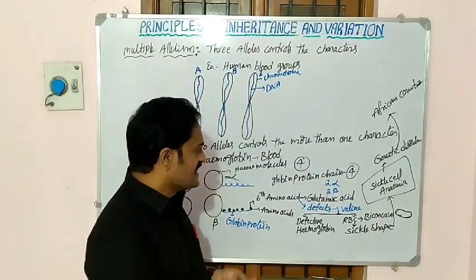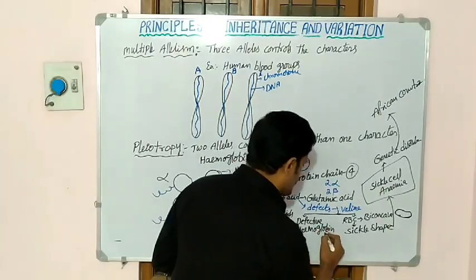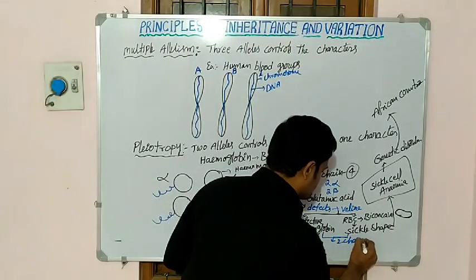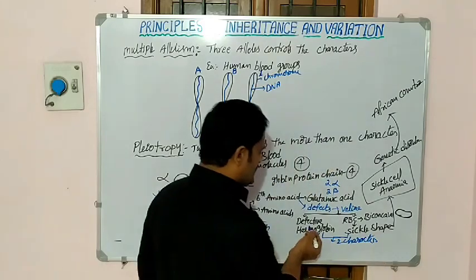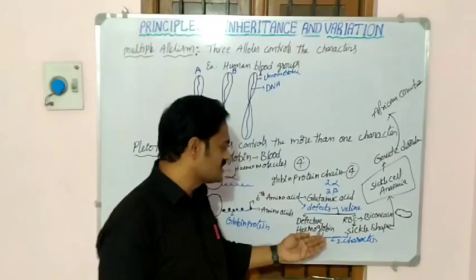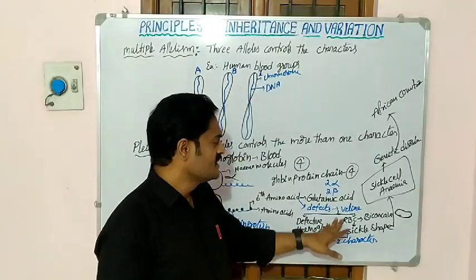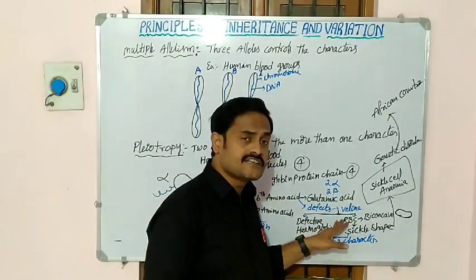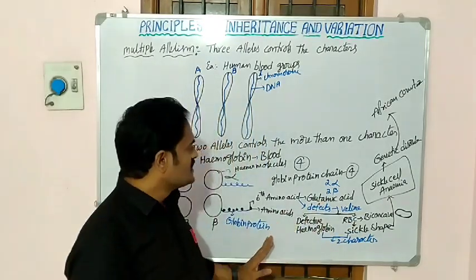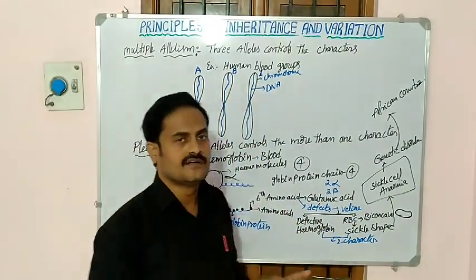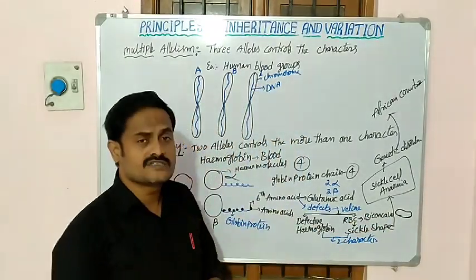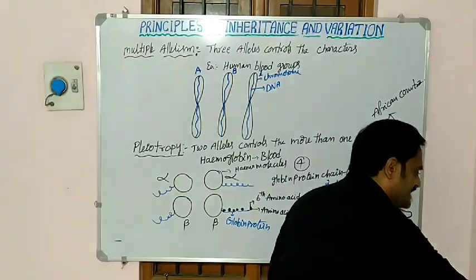So like this, two characters are controlled by the gene. What are the two characters? One is hemoglobin: normal hemoglobin is converted into defective hemoglobin. Then the normal RBC shape changes into the sickle shape. So this is one example we see in humans. Okay, now coming to the second example, in the pea plant.